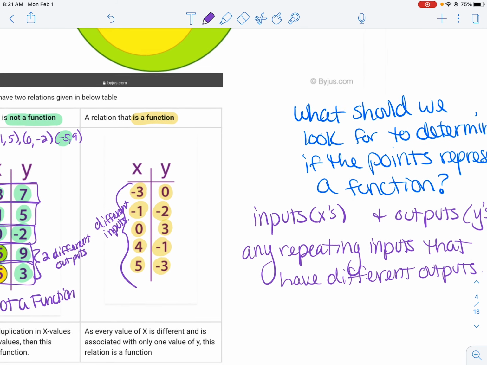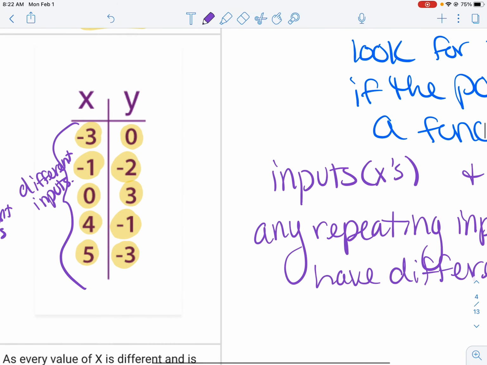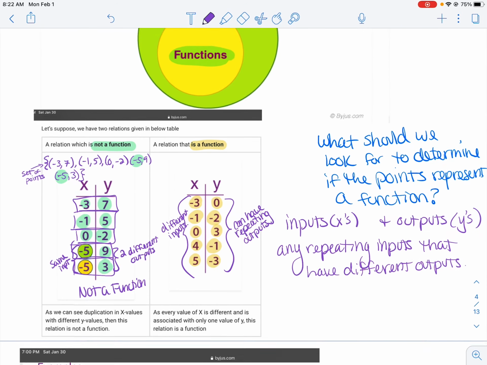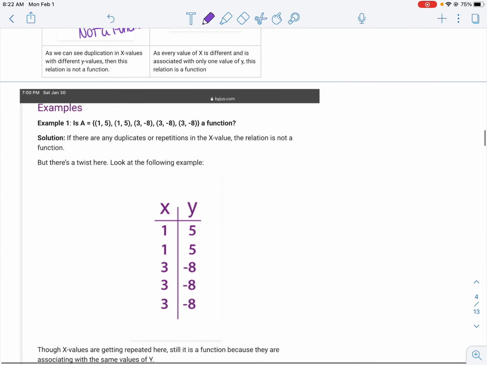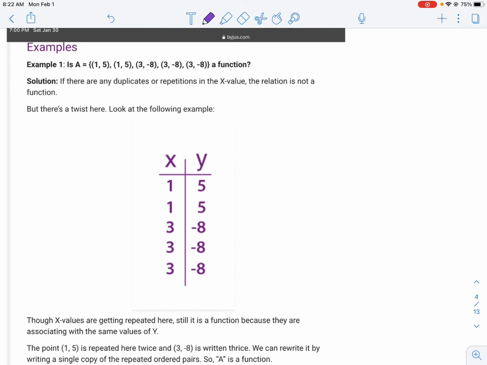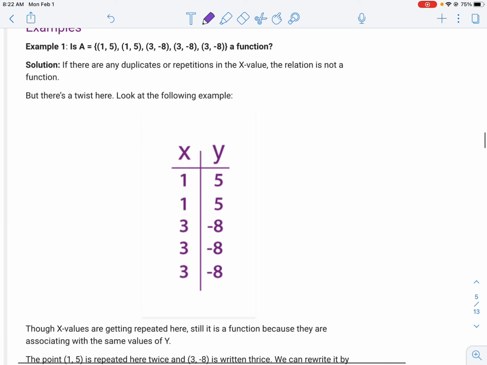One thing we should mention is you can have repeating outputs. That's okay. It doesn't confuse us to have outputs that are the same, as long as we only get one of them when we input a number. And that's what this is showing, or one of the things we can see here.